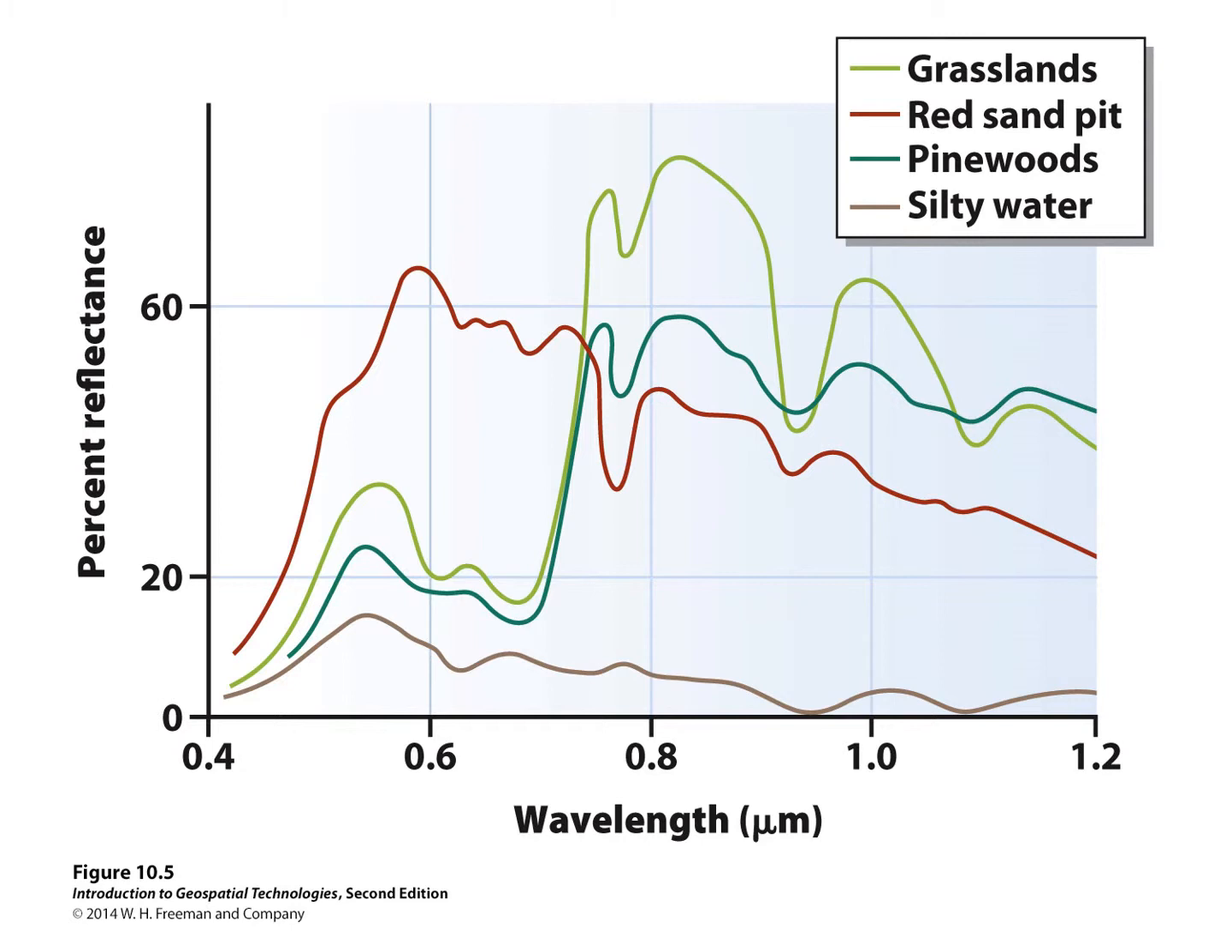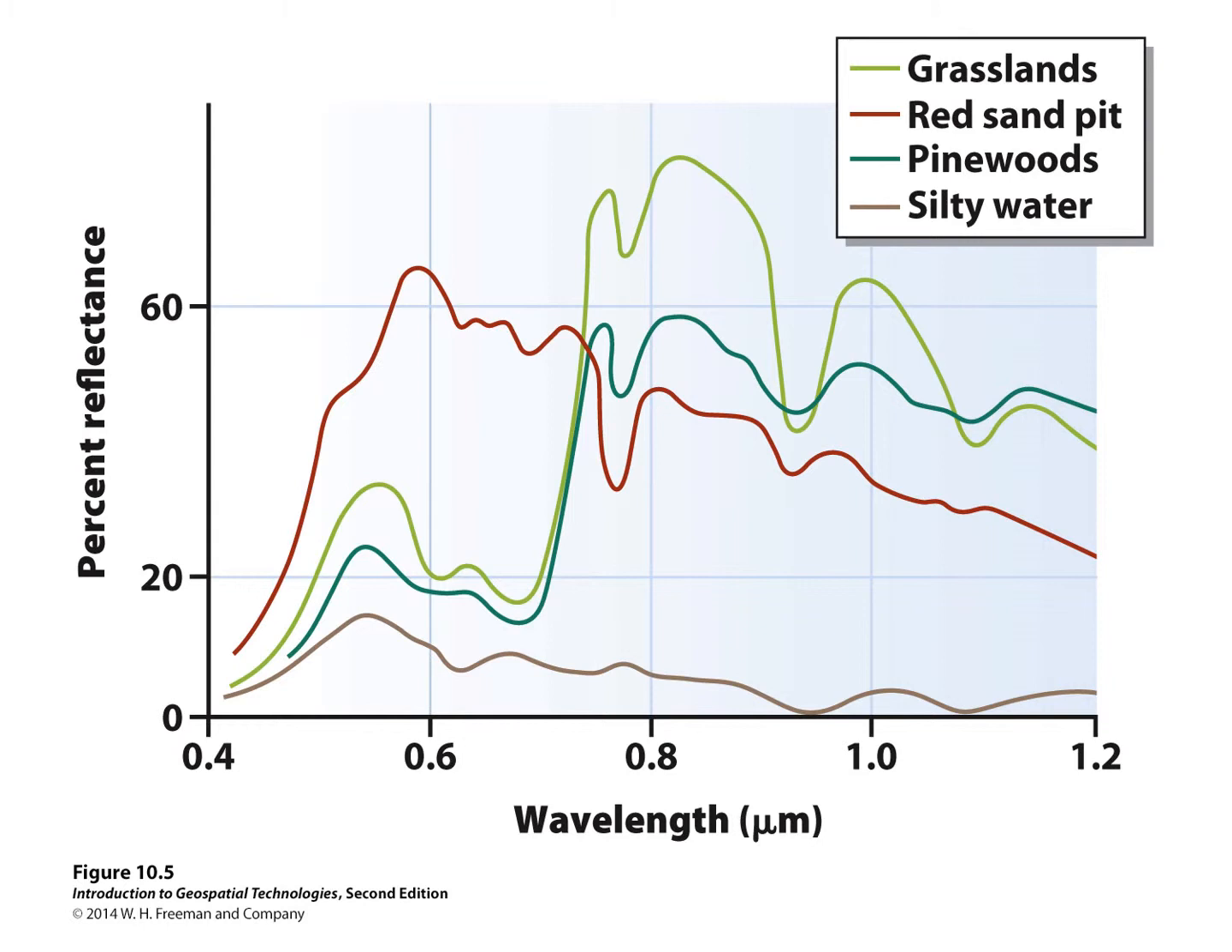So for example, if we looked at the grasslands, which is the light green line, you see that it starts out relatively low in the blue end of the spectrum, and as we move more towards the red and the visible, it increases and drops back down. Then we get to 0.7, and then we get this huge spike, followed by a couple of little dips as we move on out.